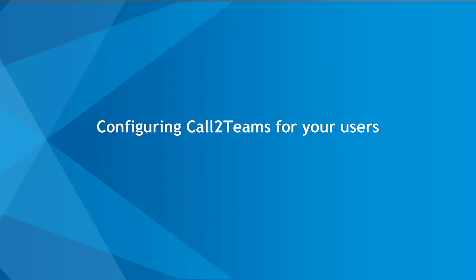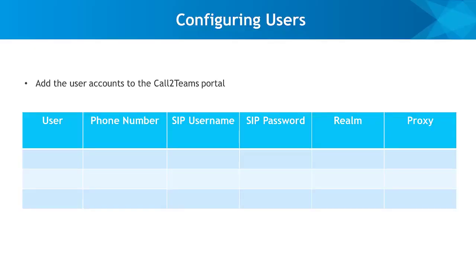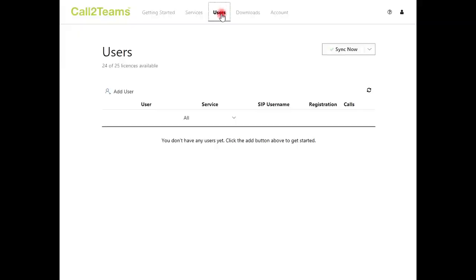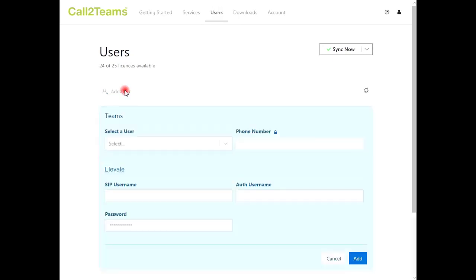It's time to configure Call to Teams for your users. You'll want to reference the spreadsheet or table of users you created earlier. To configure users, select the Users tab at the top of the portal. Here, you will see any existing users that have been created and an option to create a new user. You'll need to click the Add User button.